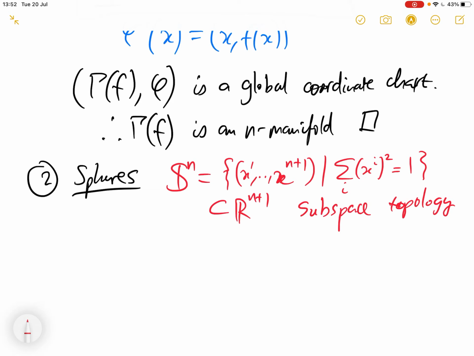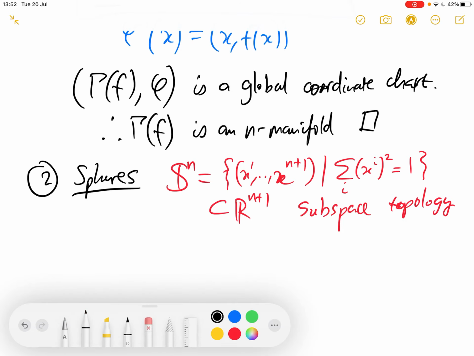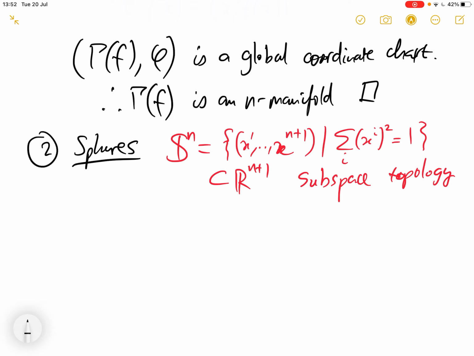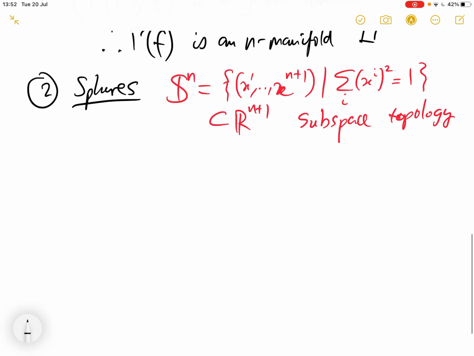So all we need to do is to prove that Sⁿ is locally Euclidean to prove that it's a manifold. So how we'll do that is, again, by constructing explicitly coordinate charts that cover Sⁿ.